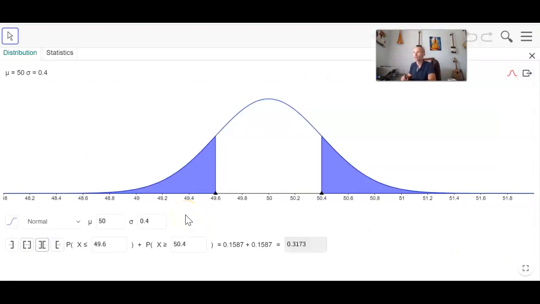Now it looks like we can also just find the probability if we select this option here, then there we go. We can actually do 49.5, find that area, and also find 50.5, just 0.2113.